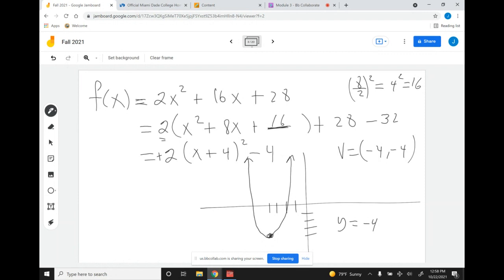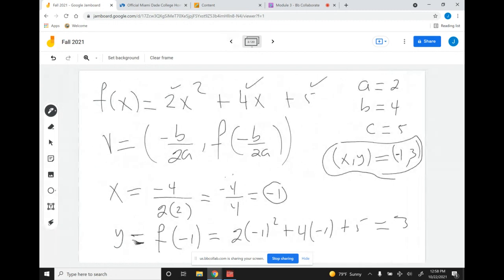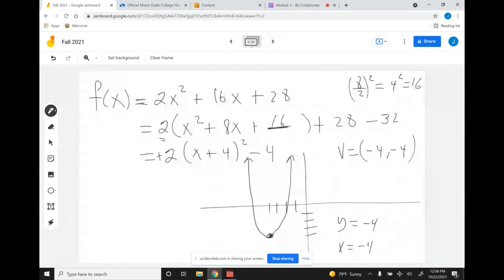And when and where does it happen? It happens when x is equal to negative 4. Okay, so there you have it, another example. And you can try this also using this approach. At the end of the day, you're going to end up with the same answer. Now, the domain is going to be all real numbers. The range would be from negative 4 to infinity. Don't forget that the range is from the bottom up.